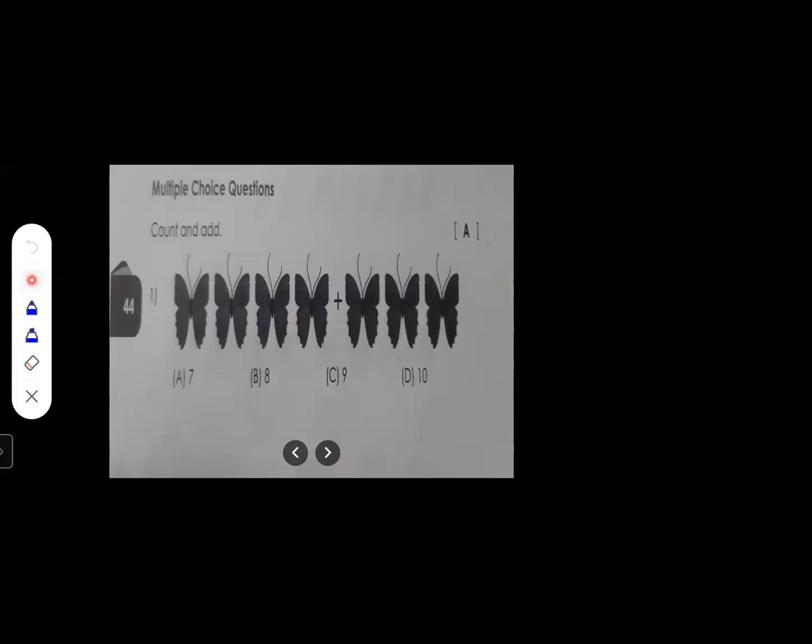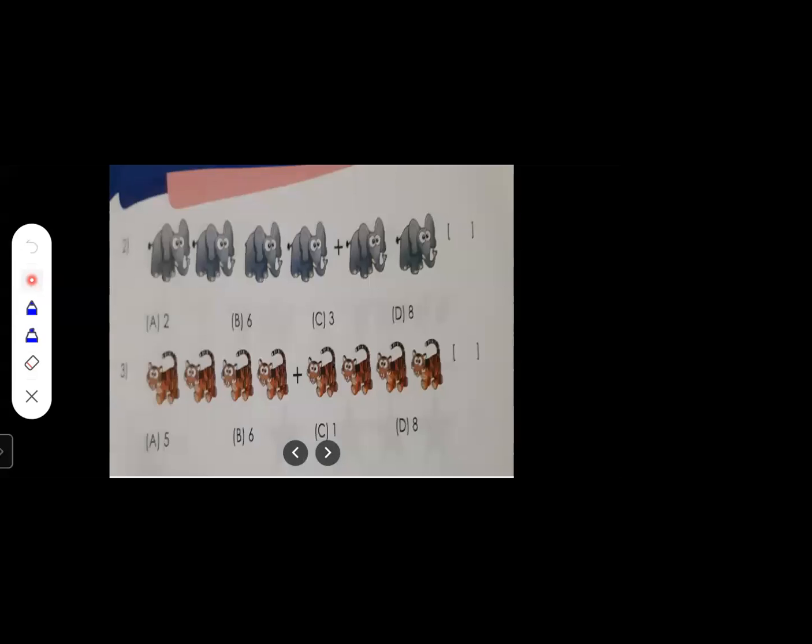Okay. Now let's see further. What do you see in the picture? Elephant is there. Yes, an elephant is there in the picture. Now we have to add these elephants. First, how many elephants are there over here? 1, 2, 3, 4. So 4 elephants are over here. Then we have to add. So count 4, 5, 6. How many elephants do you see all together over here?